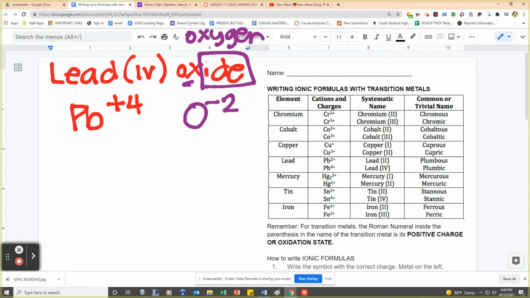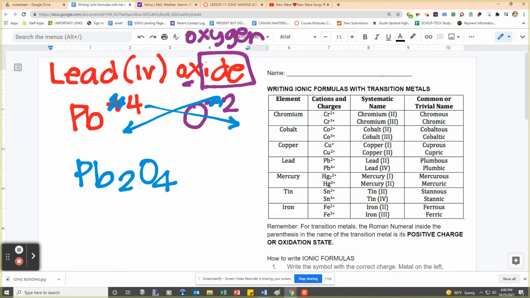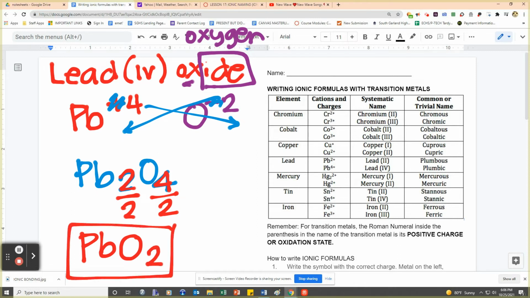Now, same as always, we take out the positive, we take out the negative, and you cross the numbers. And you get Pb2O4. But look, think of a number that you want to divide 2 and 4 with and get a lower set. Think about it. Are you thinking about the same number? It has to be 2. So I divide that. Pb2 divided by 2 is 1. 1 is invisible. O4 divided by 2 is 2. And therefore, that's the final answer right there. You see it now? Cool.